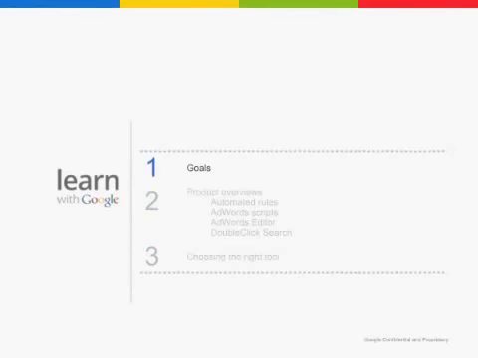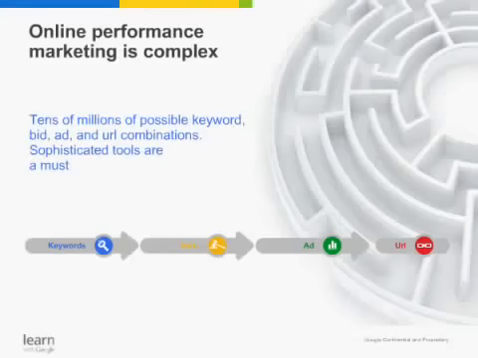All right, and with that, let's get started with the goals of the webinar. Now, online marketing sounds simple enough. You choose keywords or sites that correspond to what you sell and create compelling ad copy that then leads to a relevant landing page where customers are most likely to convert. That's pretty easy, right?